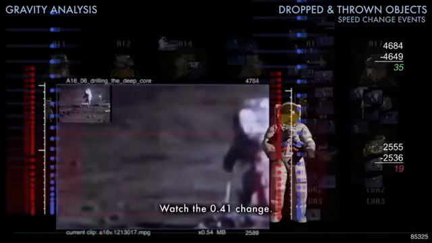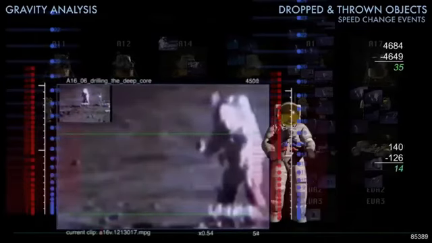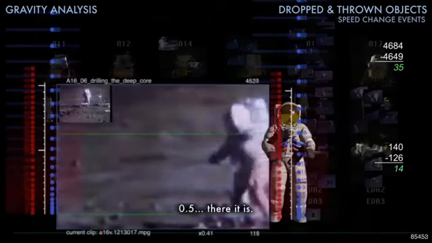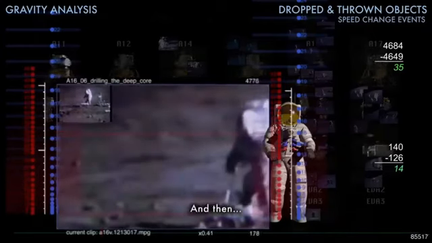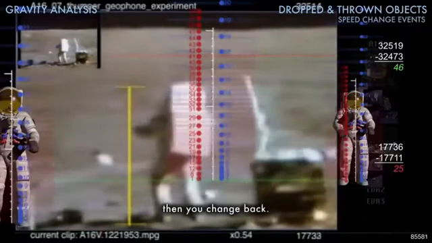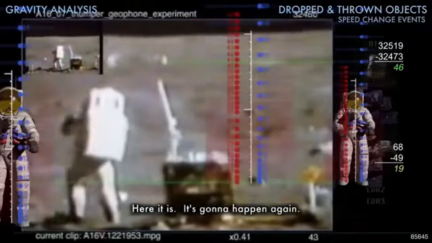Now this is wrong. Watch the 0.4 change. 0.5, there it is. And then change back. Here it is. It's going to happen again. 0.41.